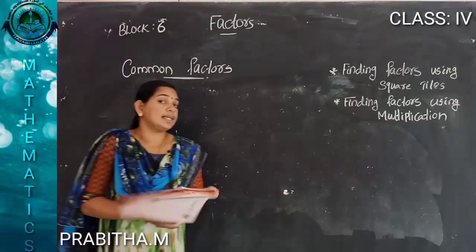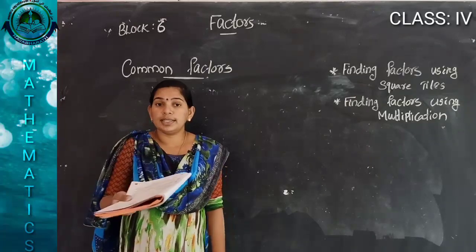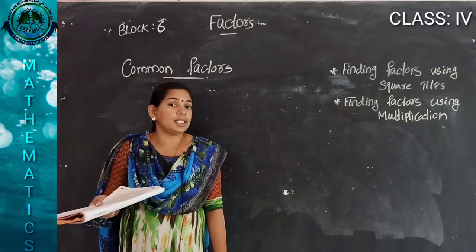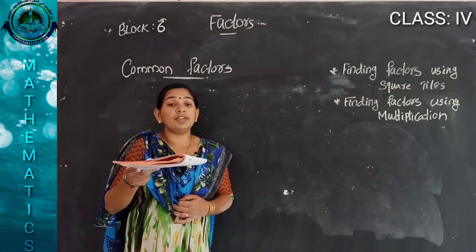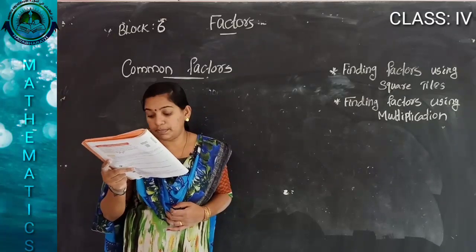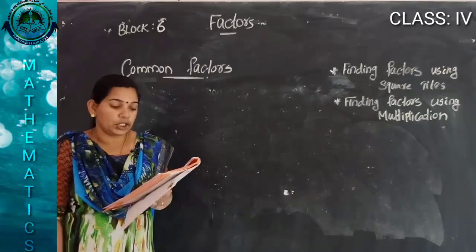Before discussing the questions, I want to say the answers of the previous class. Fill in page number 35 in your textbook, Lesson 2, find factors using multiplication.